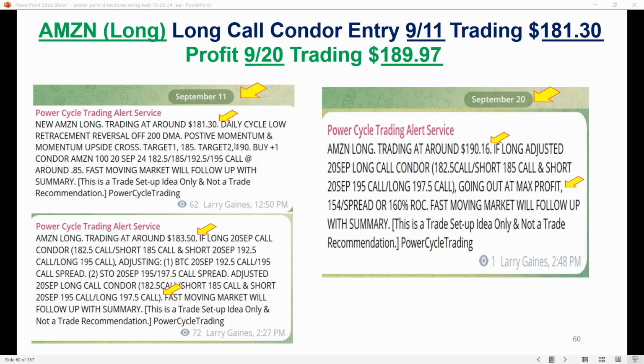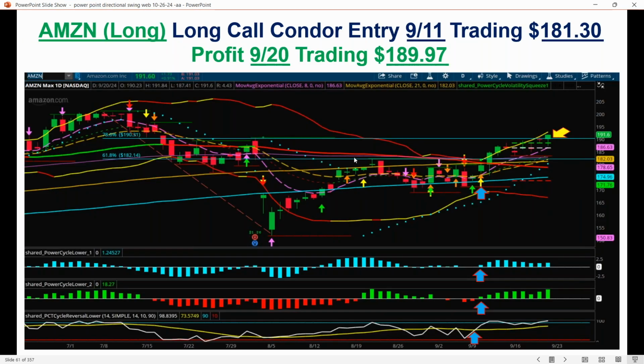So going into the trade, here was the trade setup. Here again is that cycle low retracement reversal. This is one of my favorites, off that big 200-day. So see this 200-day moving average right there. You can see it was just churning on top of that for a couple of months, right? Now then we had the cycle reversal here. So this was what we were looking at.